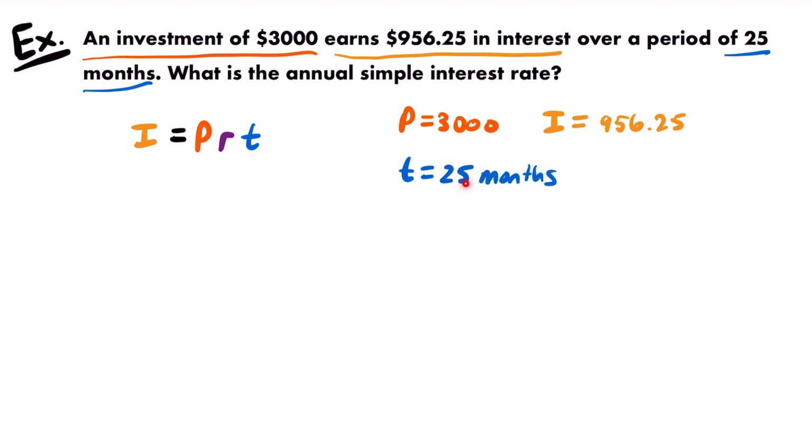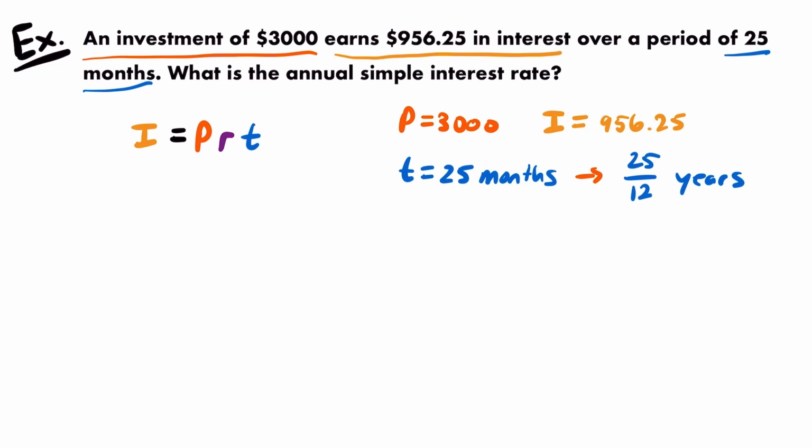So if you divide the number of months by 12, you will get the corresponding number of years. All right, so 25 divided by 12 is the amount of time in years. I'm not going to bother to write that out as a decimal. I'll just put this fraction right into this equation. Okay, and that's everything that we've been given.